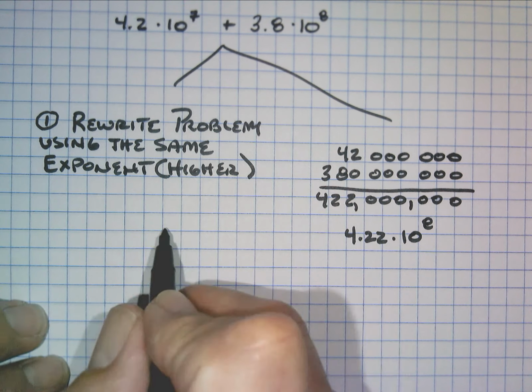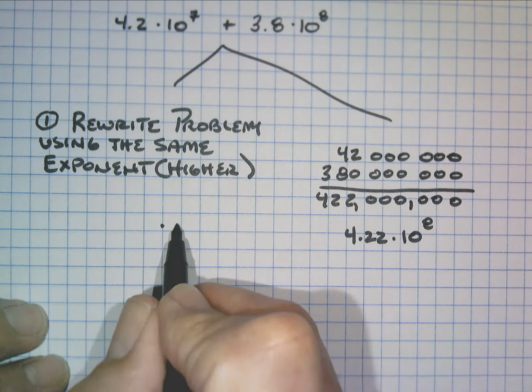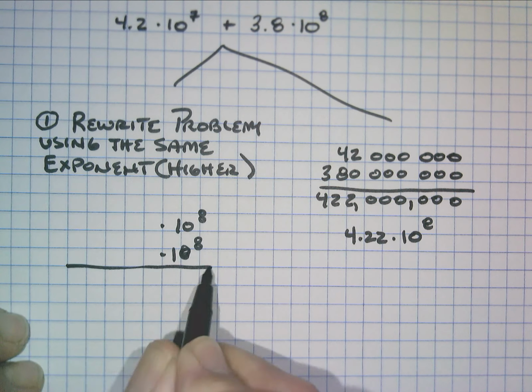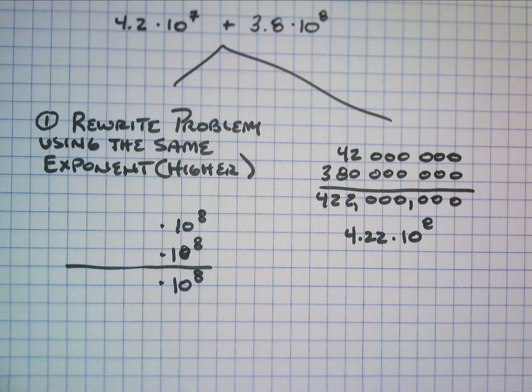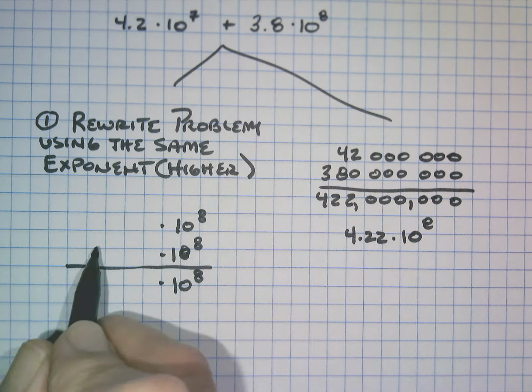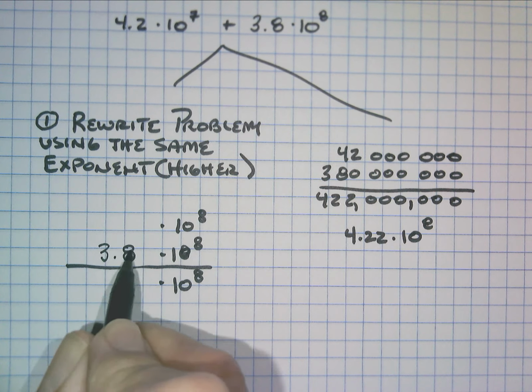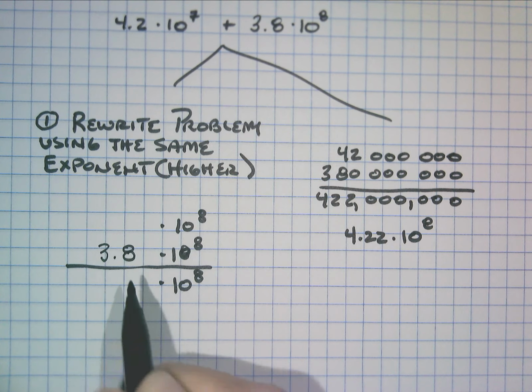I'm going to take the higher one of those, and I am going to rewrite the entire problem, and you're going to see why in a minute. My second number is already times 10 to the 8th, so I'm going to just put it in the problem. So far, I haven't really done anything magical. I've rewritten the problem based on that higher exponent. I'm adding these numbers together.